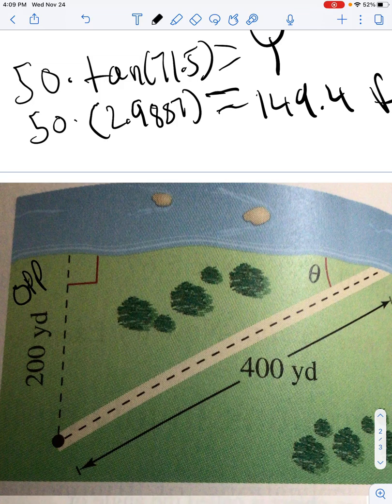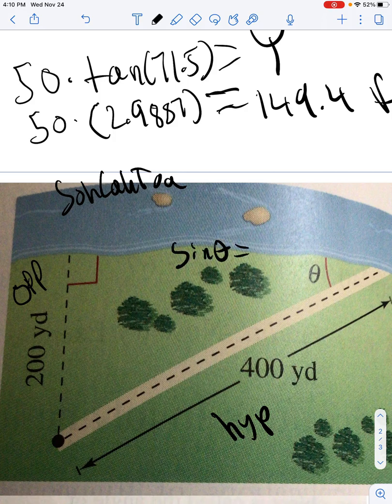So again, what do I know? I know that this is the opposite side, and across from 90 is the hypotenuse. When I think about SOHCAHTOA, which one uses opposite and hypotenuse? That's going to be sine. So sine of this angle is opposite over hypotenuse, 200 over 400, which equals 1/2.